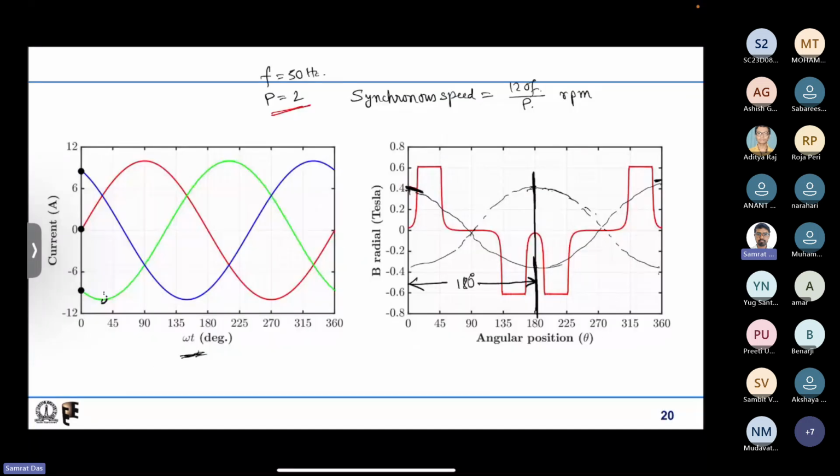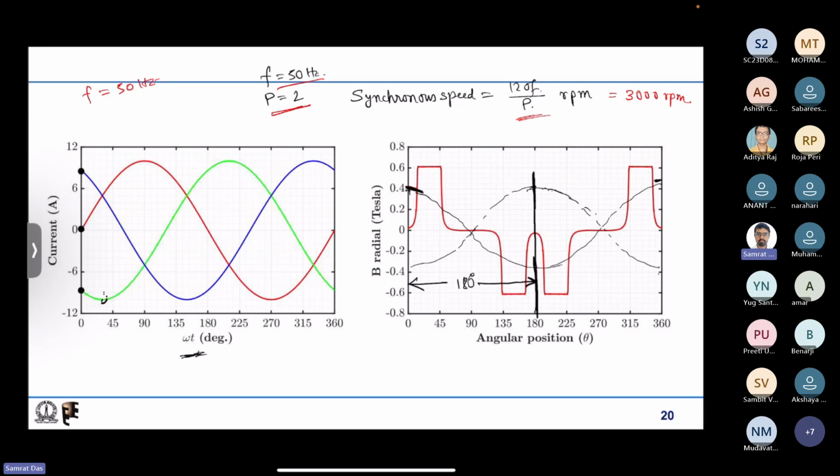If we put p equal to 2, and you just plug in values to this expression, you will find it to be 3000 rpm. Is it correct? Yes, 120 times 50 by 2 equals 3000. Now what is the meaning of that? That is simple actually, f is equal to 50 hertz.